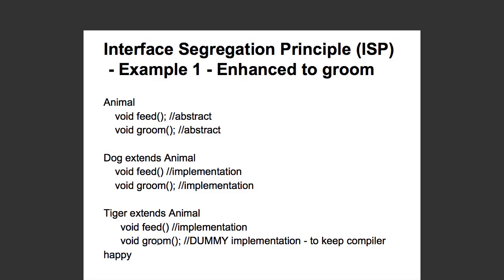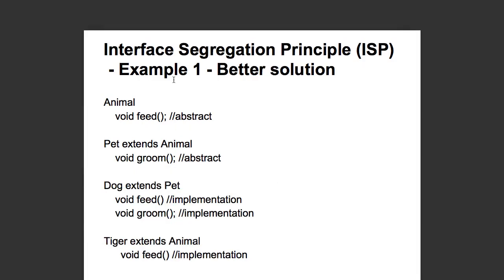The answer is no. The ideal way to handle that would have been to create another interface called pet. Instead of adding features to the existing interface, it's better to create a new interface called pet, extending the existing interface and adding the groom method in. The dog can extend the pet interface because groom is applicable to it, but tiger would continue to extend the animal interface.